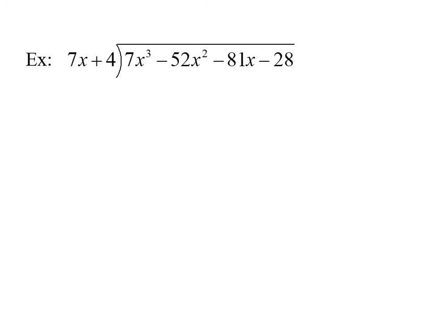Now, if you're not dividing by a single term, you're probably dividing by, in this case, 2 terms. You can divide by as many terms as you want, but we're going to keep it as simple as possible and only divide by 2 terms. So there's 2 terms, 7x plus 4, that is being divided into 7x cubed minus 52x squared minus 81x minus 28.